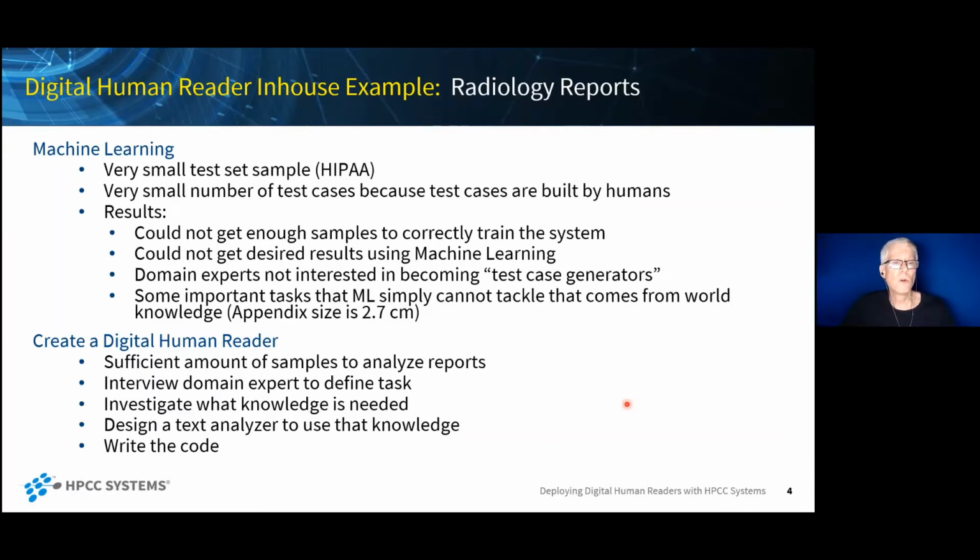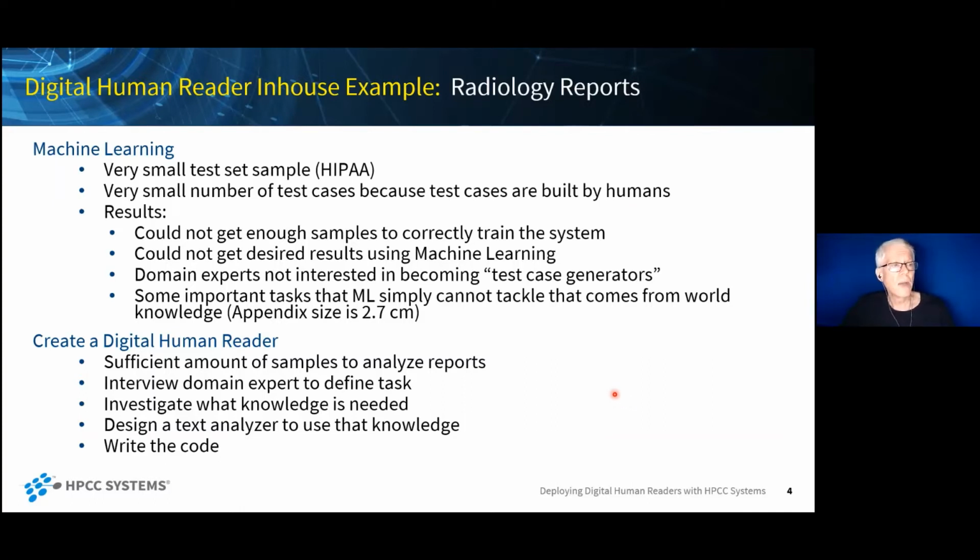And most important, there were things that machine learning simply could never tackle, which was world knowledge, like what size an appendix is supposed to be. If the size is being stated by radiologists as, for instance, 2.7 centimeters, which is not the correct size, then the machine learning algorithm would not know that and not alert the radiologist to that.